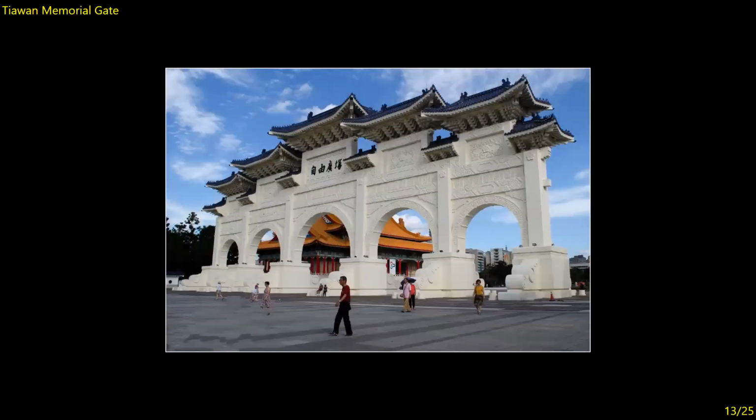Taiwan Memorial Gate. Okay, so this one is more about the gate. The tourists here are not as distracting as before. We do have the gate taking a very important part of the frame. 7.